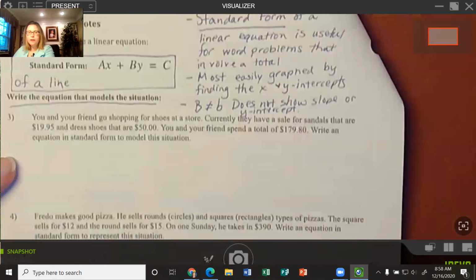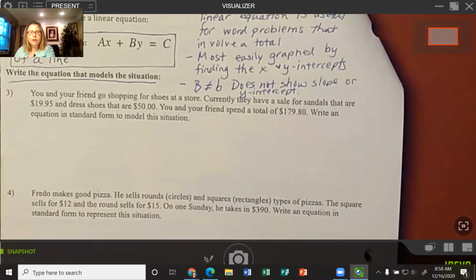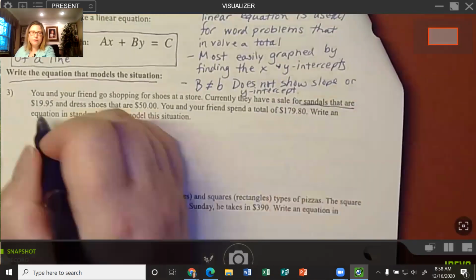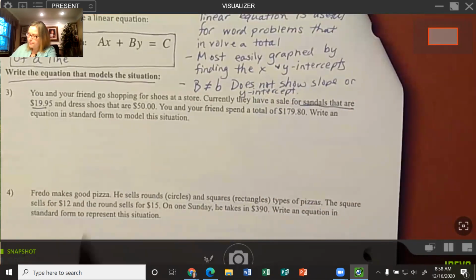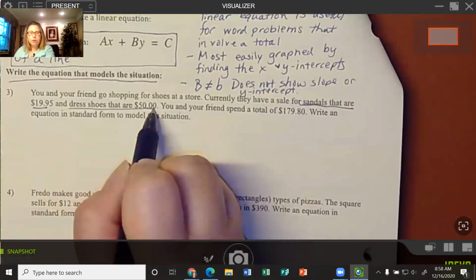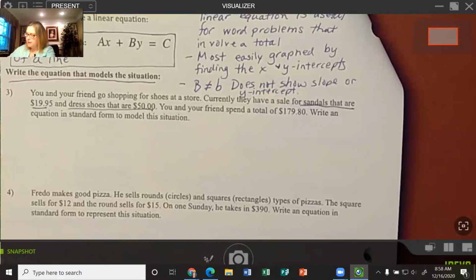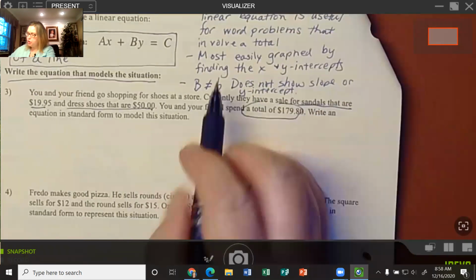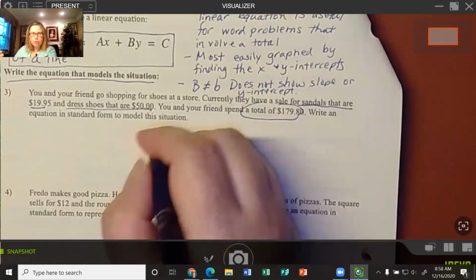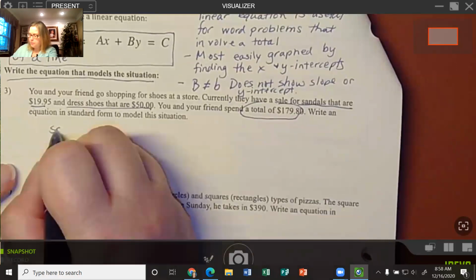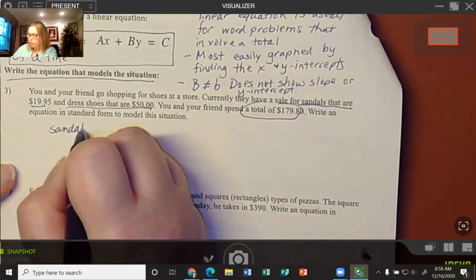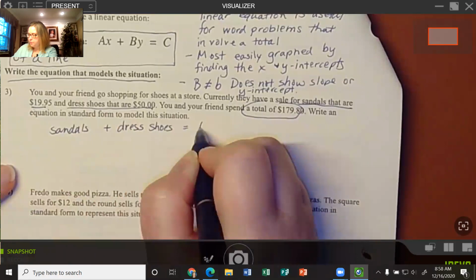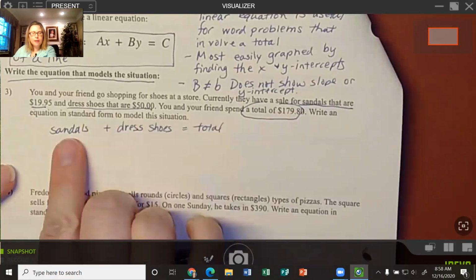So number 3, you and your friend go shopping for shoes at a store. Currently, they have a sale for sandals that are $19.95 and dress shoes that are $50. You and your friend spend a total of $179.80. So sandals plus dress shoes equals total. That's kind of our verbal model. Sandals plus dress shoes equals total. So here's our Ax plus By equals C.